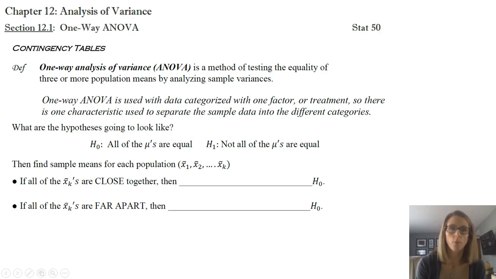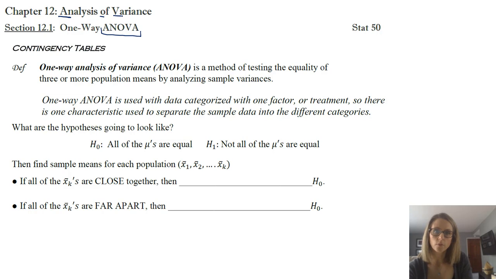So this is section 12.1. It's the only section that's done in chapter 12 for Stat 50, and it is coming from chapter 12 called Analysis of Variance. So section 12.1 is one-way ANOVA, and ANOVA is just an acronym for Analysis of Variance. So that's why it's called ANOVA.